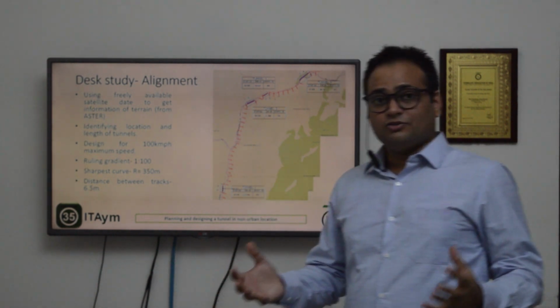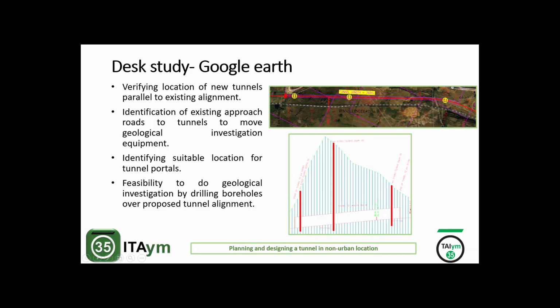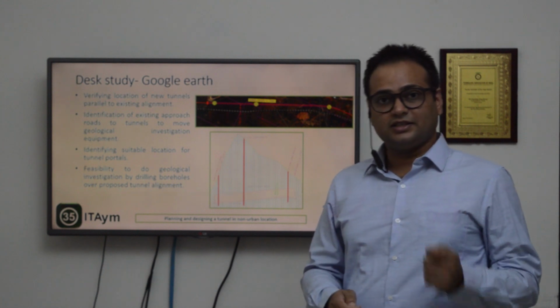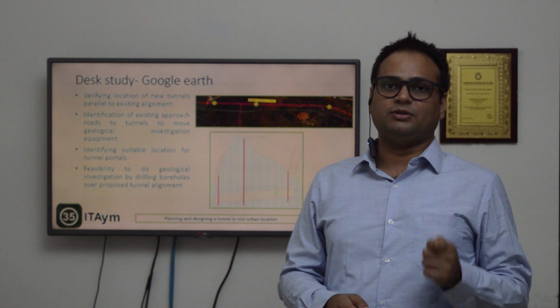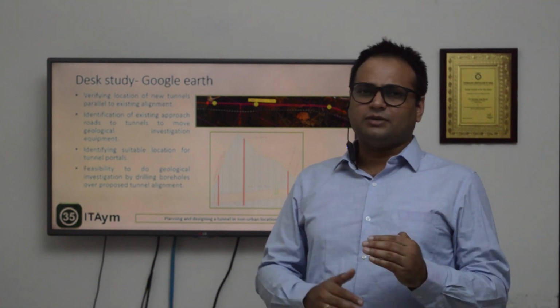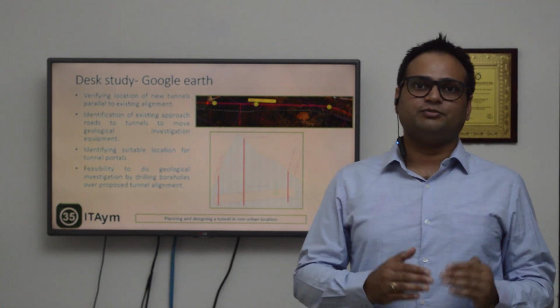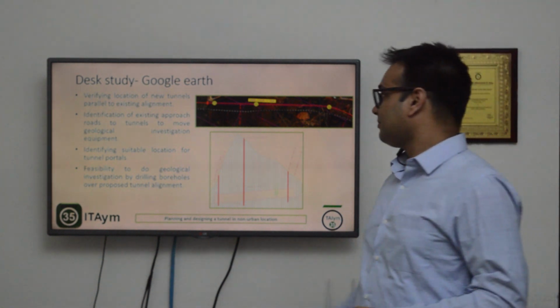Now this data was collected in the office and was studied. We identified the locations where there was appropriate cover and identified the locations for the portals for the tunnel, and the length of the tunnel was studied. Considering that this is a desk study, the accuracy of this data is only as good as the data available from the satellite, so we sometimes have inaccuracies of 5 meters in measuring distances.